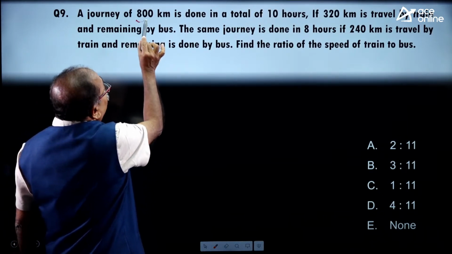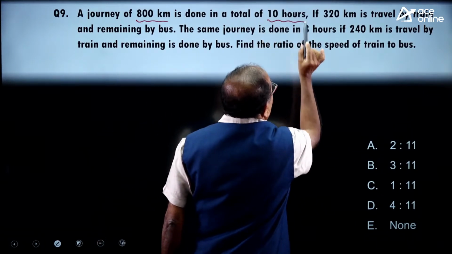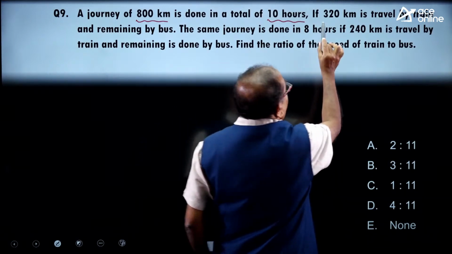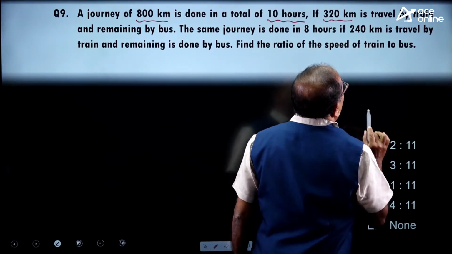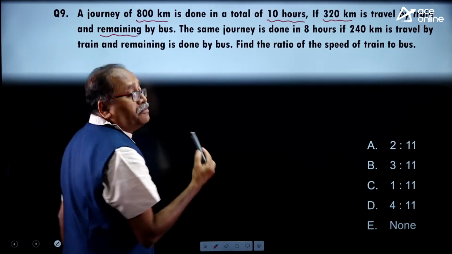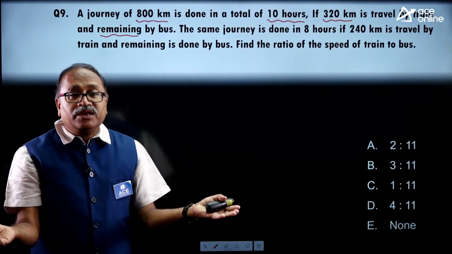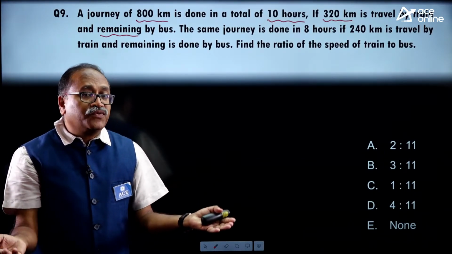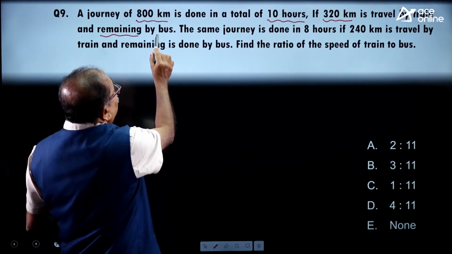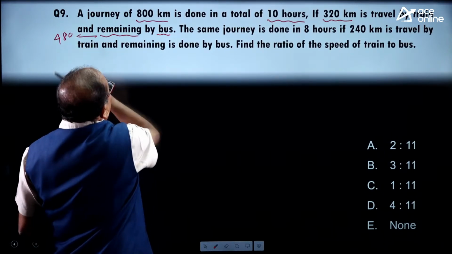A journey of 800 kilometers is done in a total of 10 hours. Fine. It's a very interesting question. Next it says, if 320 kilometers is travelled by train and the remaining distance. So what will be the remaining distance? 800 minus 320 will be the remaining distance. Right, my friends? That is 480 is the remaining distance. That remaining distance is travelled by bus. Let me write down over here 480.